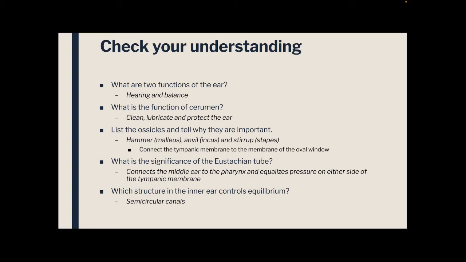What is the significance of the eustachian tube? It connects the middle ear to the pharynx, so that you can have the same pressure in your ear and in the outside atmosphere. And then what structure in the inner ear controls equilibrium? This is your semicircular canals.